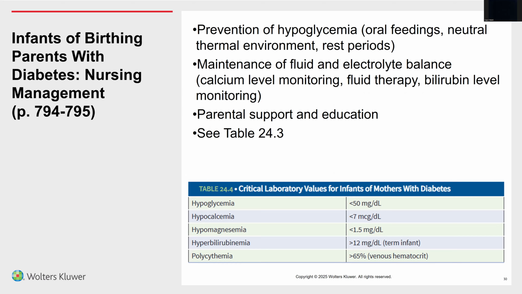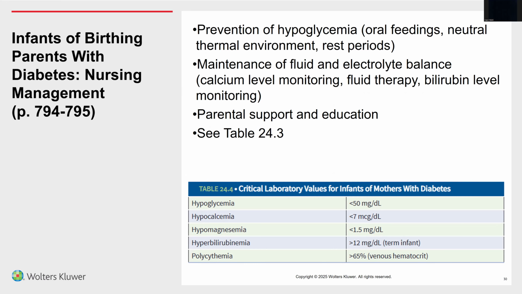Treatment is going to include correcting hypoglycemia and hypocalcemia, providing phototherapy for jaundice, administering fluid therapy when it's needed, maintaining oxygen and ventilation if required. If the baby has cold stress, then that increases glucose utilization and contributes to furthering the hypoglycemic state. So providing that neutral thermal environment is so important.